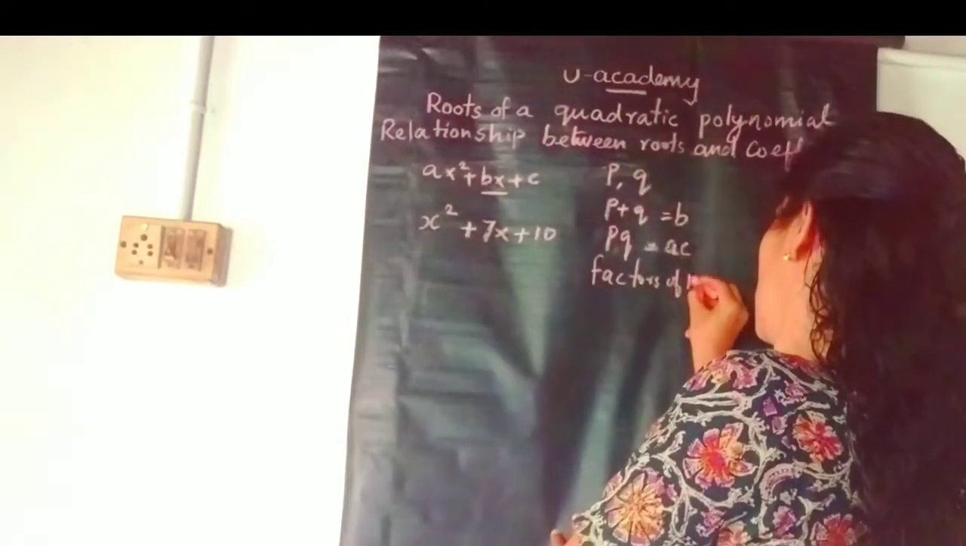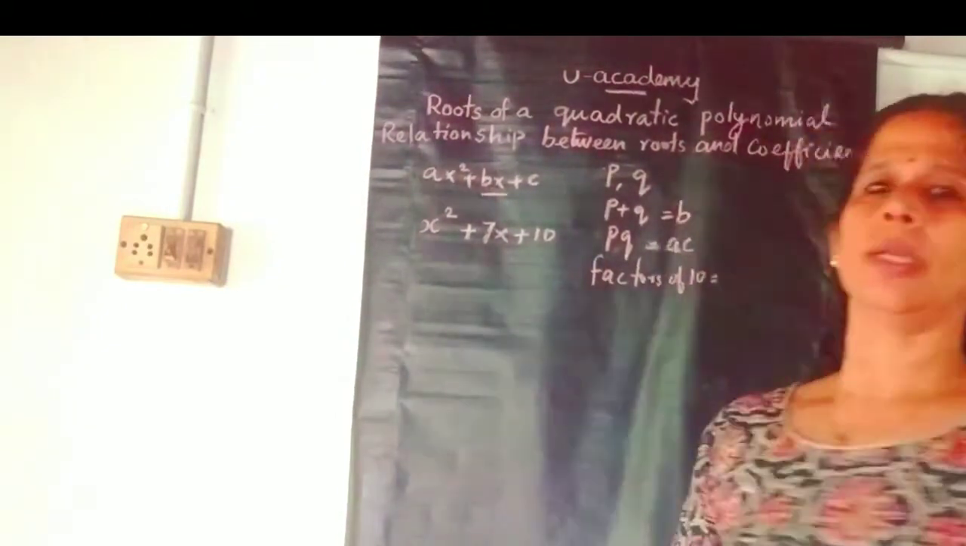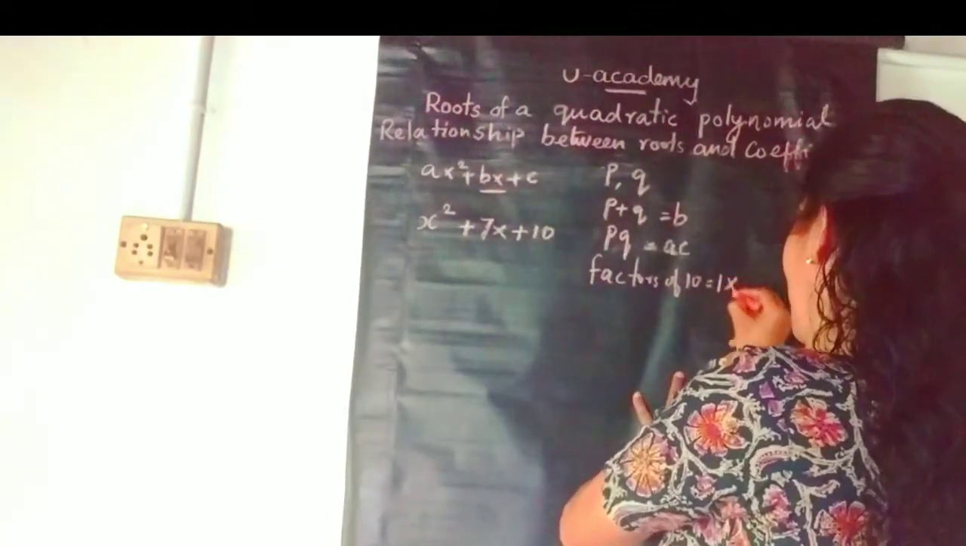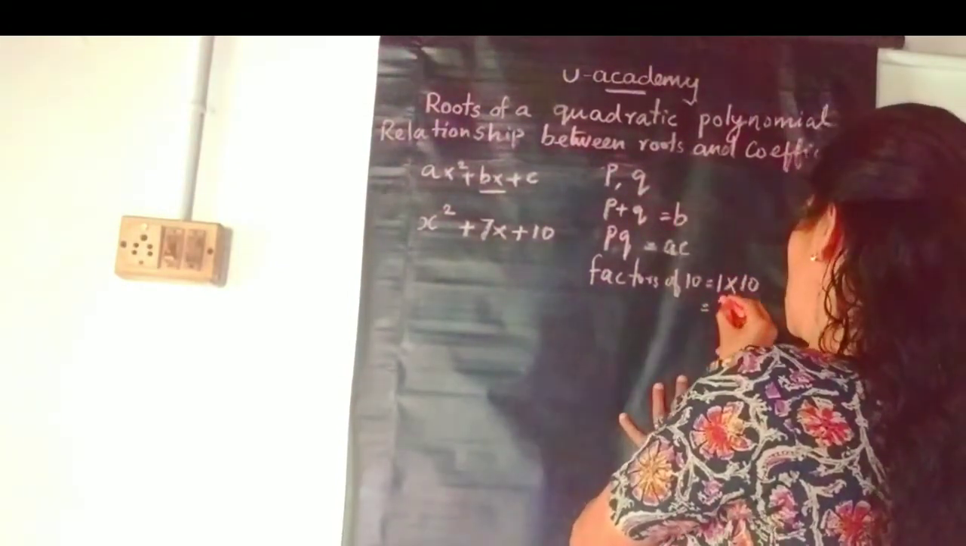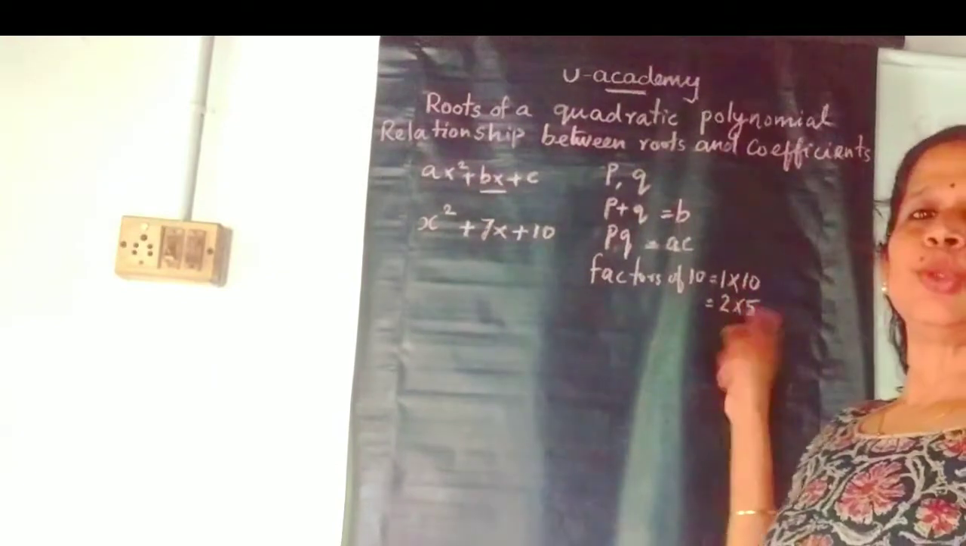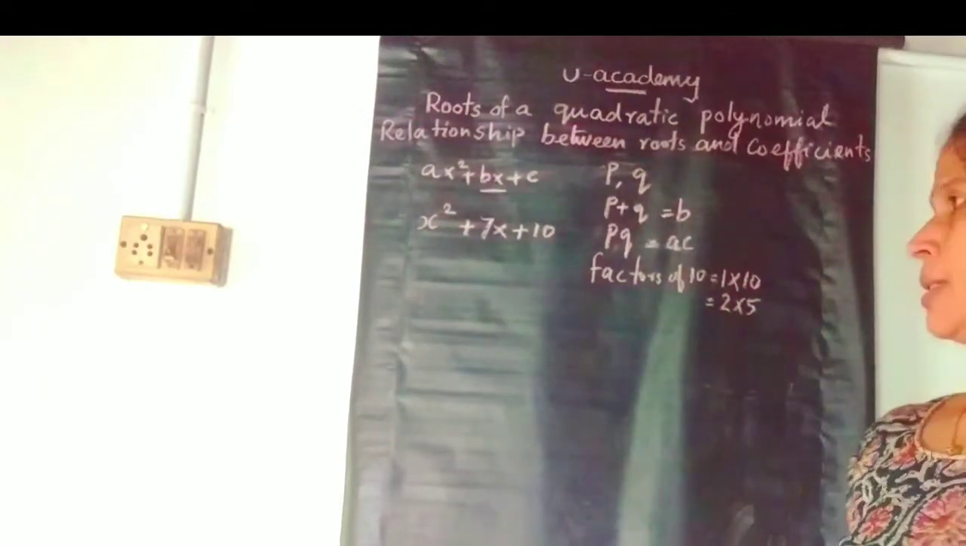Factors of 10. What are the factors of 10? 1 into 10, then 2 into 5. Any other way we can get? No. 1 into 10, 2 into 5 are the factors.